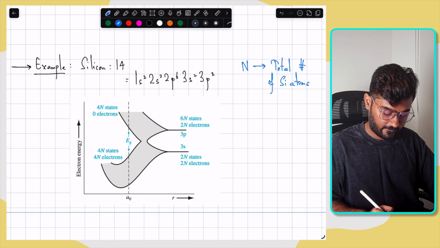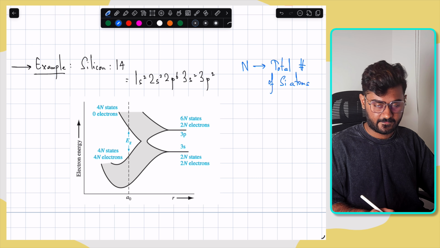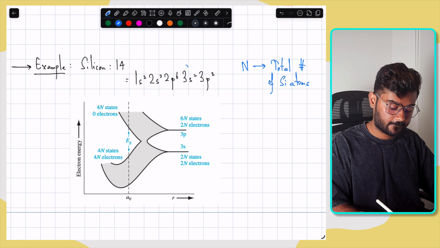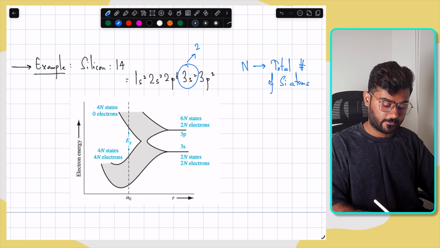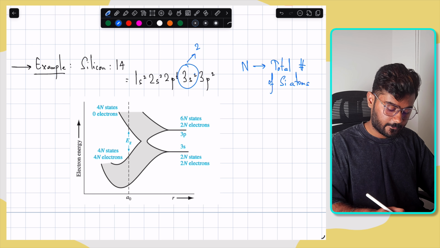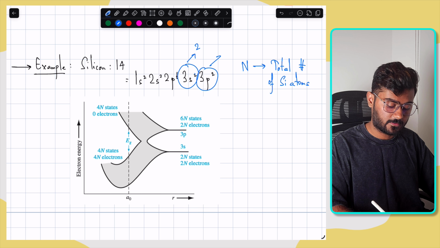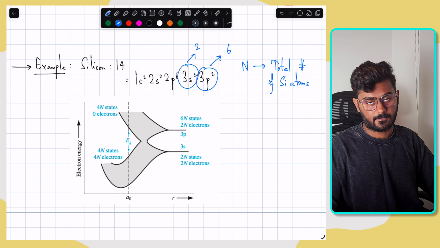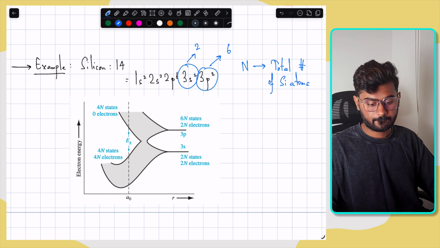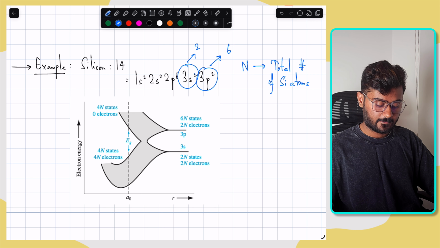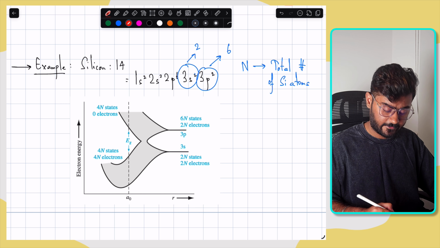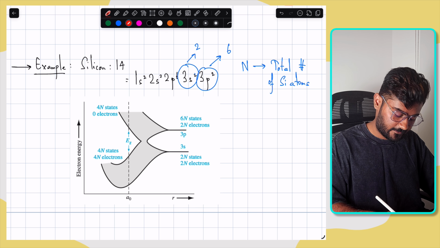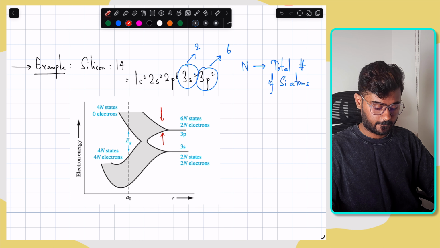We can see that when the atomic distance is very far, in the 3s orbitals you have a total of 2n states, because we know that in s orbitals, the total number of states is 2. And there are 2n electrons, so we already have 2 electrons filled. And in the 3p orbital, we know that the total number of states is 6. Since we have n atoms, the total number of states is 6n. And since we have 2 electrons, the total number of electrons in this orbital is 2n. As we reduce the atomic distance, we can see that the orbital is splitting into 2 energy levels.